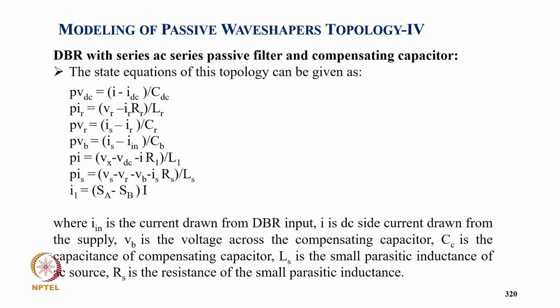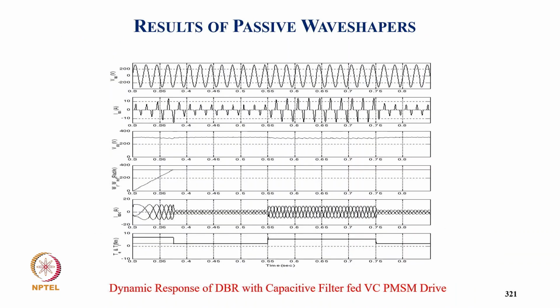Where IN is the current drawn by the diode bridge rectifier input current, IS is the DC link side current drawn from the supply, VB is the voltage across the compensating capacitor, CB is the capacitance of the compensating capacitor, LS is the small parasitic inductance of the AC supply, and RS is the resistance of the small parasitic inductance. And this is the dynamic response of the diode bridge rectifier with capacitive filter fed vector control induction motor.